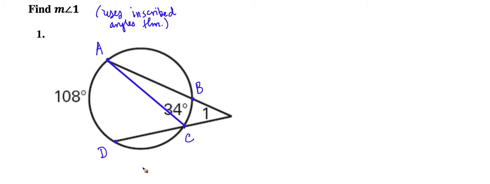Okay, so by doing that, what we can see is that this arc right here, arc AD, is intercepted by angle ACD. And using the inscribed angle theorem, then, we can say that this angle down here, angle ACD, is 1/2 of this arc AD. So this must be 54 degrees down here.